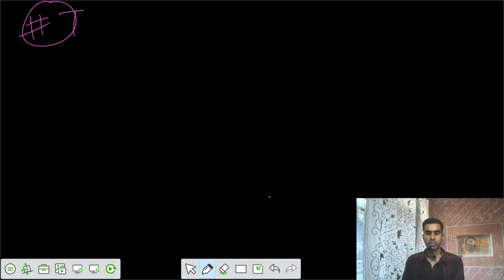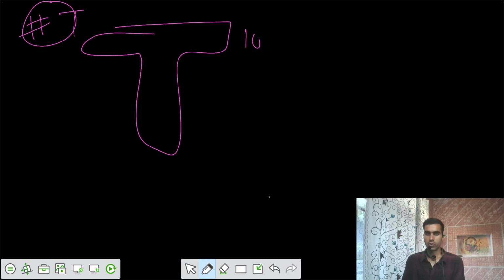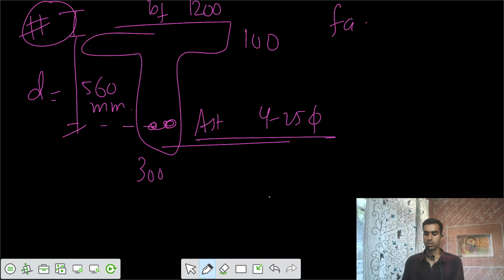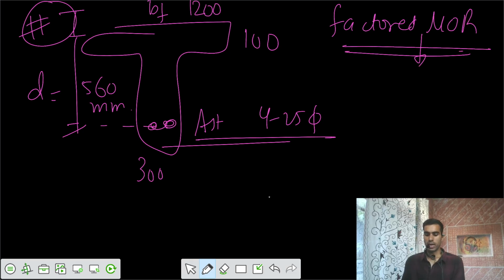It's saying we have a T-beam. T-beam dimensions we have: this is your 100, this is your BF of 1200 millimeters, thickness. Width of the web is 300. We are providing steel AST as 4 number of 25 bars, and your small d, effective depth, is 560 millimeters, and we need to calculate the factored moment of resistance. And we have M20, we have FE415 HYSD. So let's go for that.